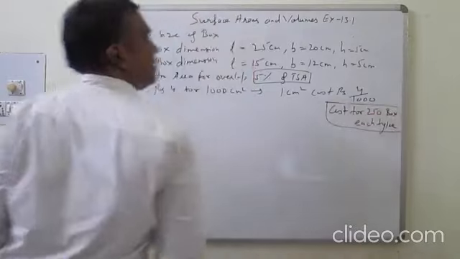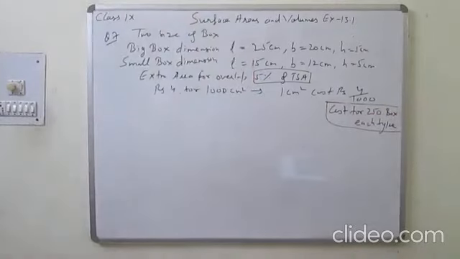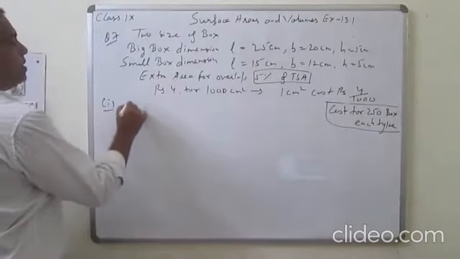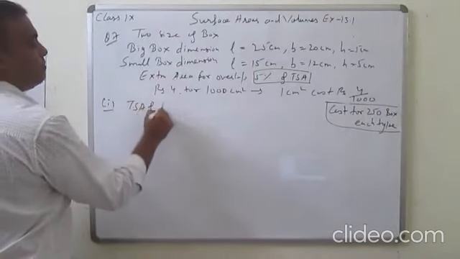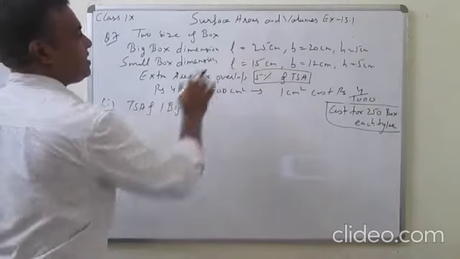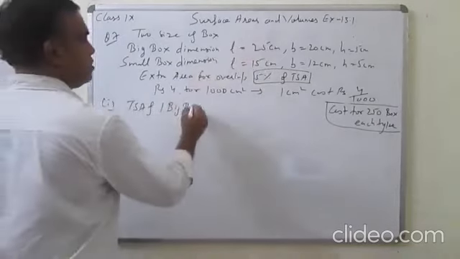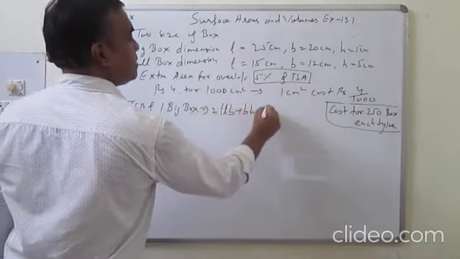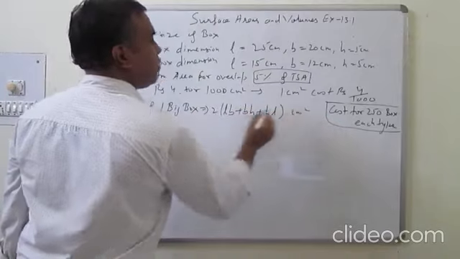This you have to find. First we have to find the TSA of one big box. So it is 2(LB + BH + HL) centimeter square.